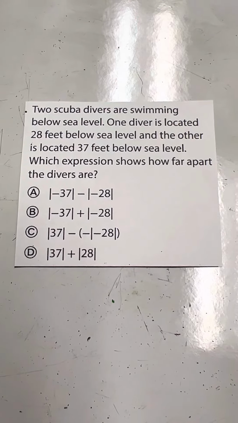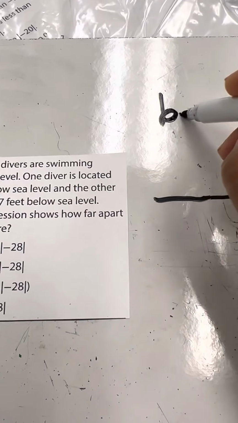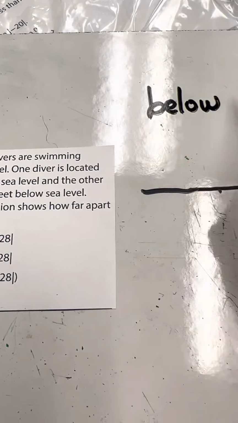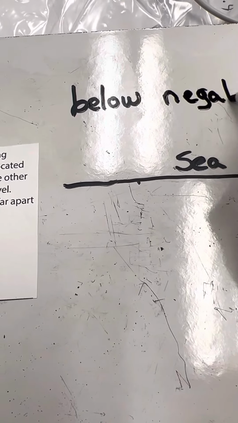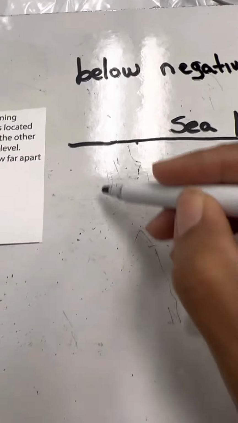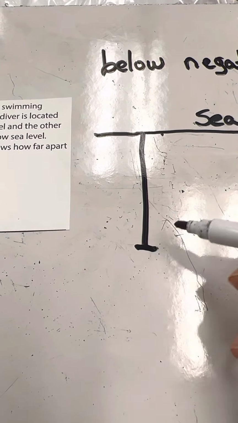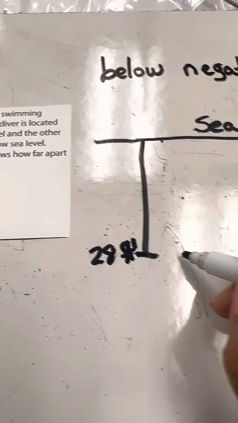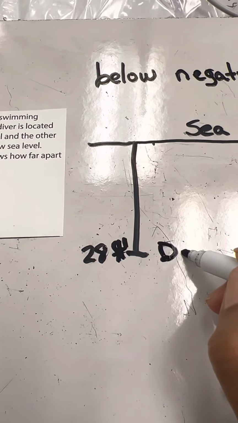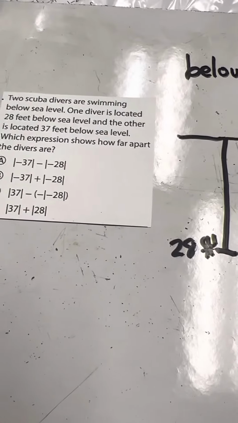The first diver is located 28 feet below sea level. The word below is a keyword for negative. Every time you see the word below, think about a negative integer. So I'm going to draw a line and put here that this is 28 feet, and this is diver number 1. This diver is at 28 feet below sea level.